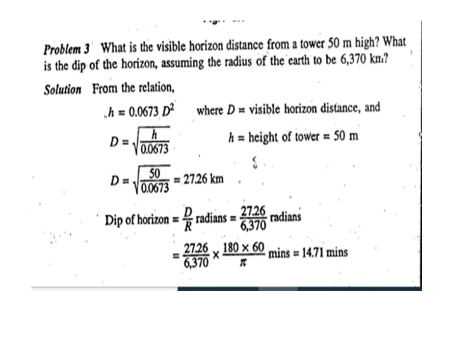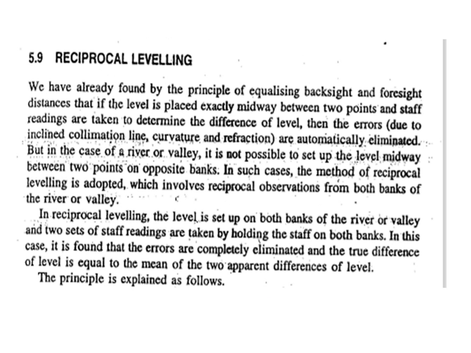Then by making use of the formula theta equal to d upon r, where theta is the dip of horizon, theta equal to 27.26 divided by 6370 kilometers. To convert the radians, we multiply by 180 into 60 divided by pi. Whatever value we get is in minutes in place of degrees, that is 14.71 minutes. Then we will see reciprocal leveling.